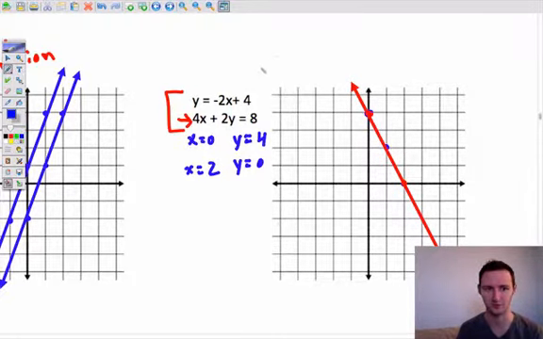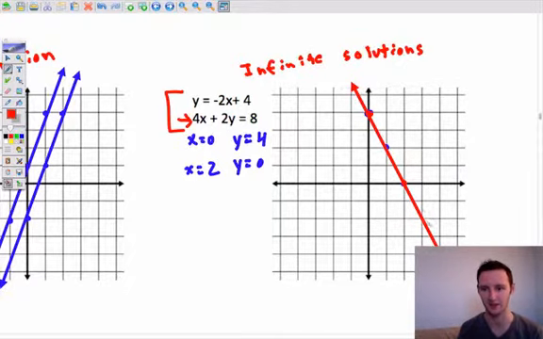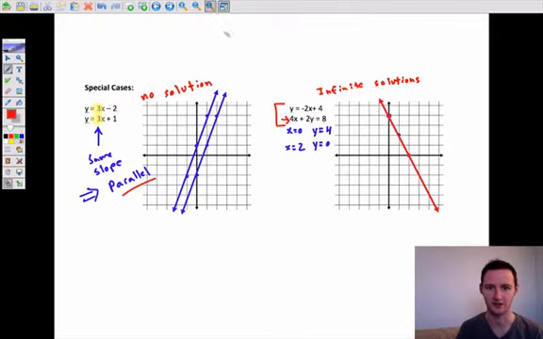And so this is a special case where we would have infinite solutions. These two lines intersect at an infinite number of points, and so there have to be an infinite number of solutions. All right. Those are our two special cases.